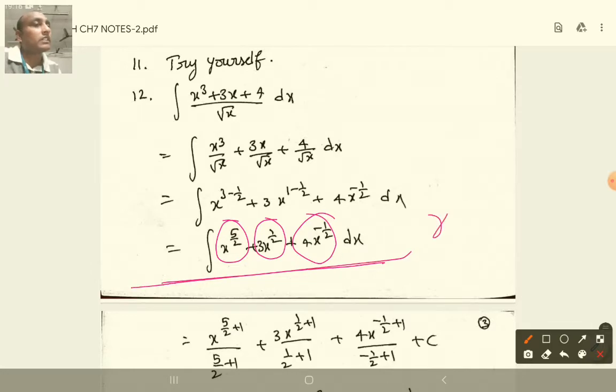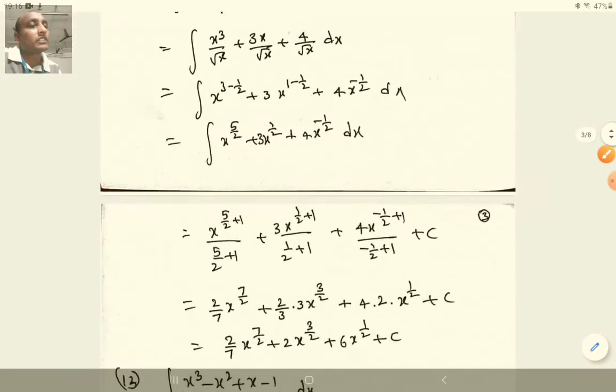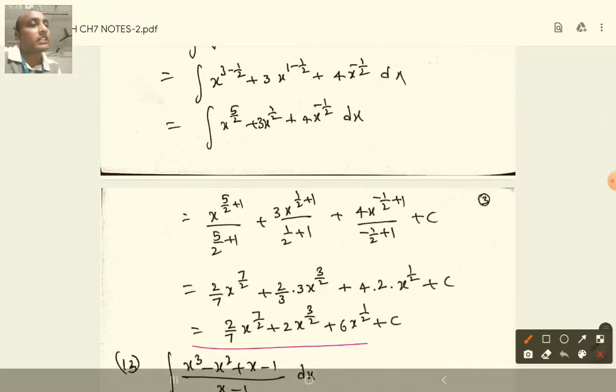Then apply the formula, which is x power n plus 1 by n plus 1. So then we applied the formula, then we have done the simplification, so that we got the answer like this. Try to understand the simplifications.